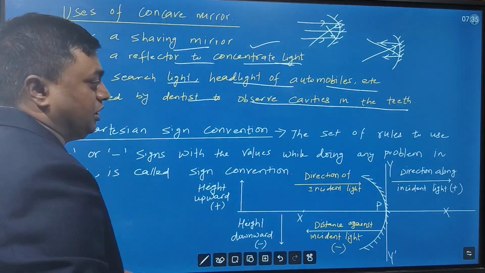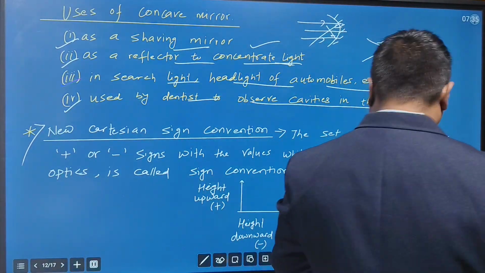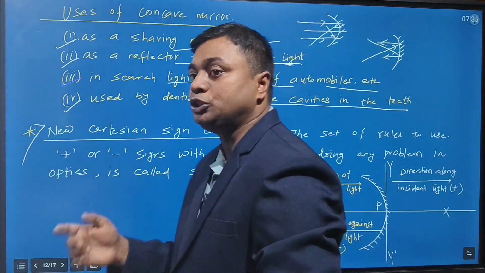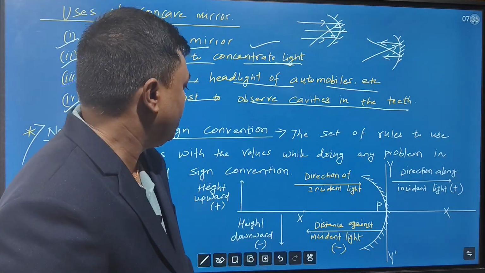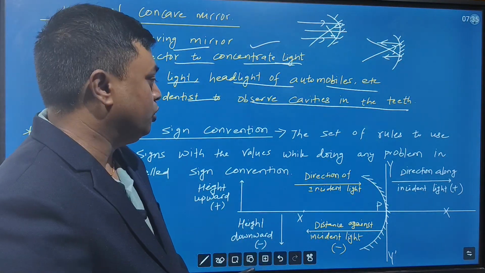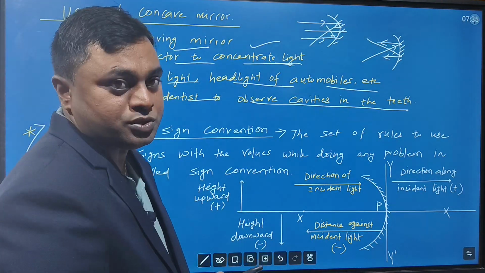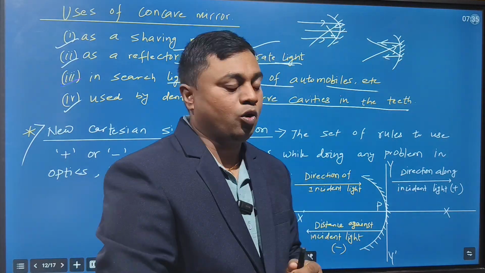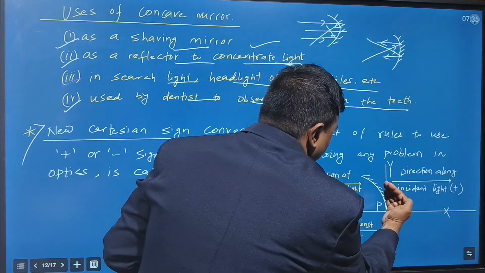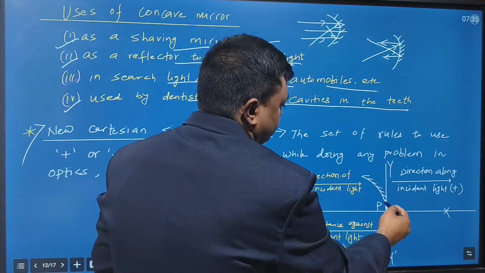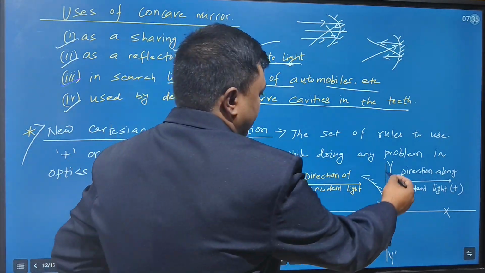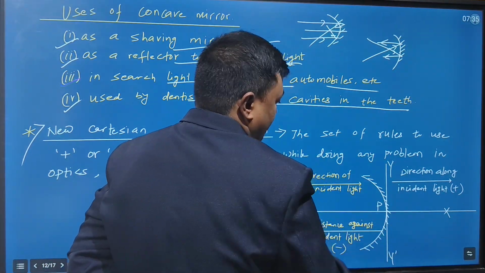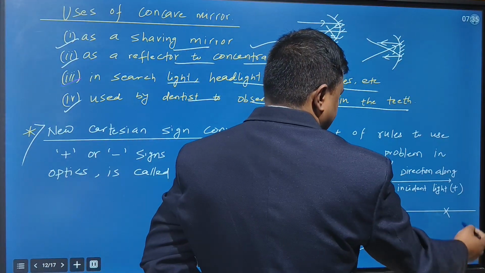Okay, this sign convention is very important, called the new Cartesian sign convention. So what is this? It is a set of rules to use a positive or negative sign with the values while doing any problems. We will apply the sign convention in case of spherical mirror, concave mirror, and convex mirror. First, I have shown it for concave mirror here. Outer part is polished, so you can consider this any one axis which is perpendicular, Y dash. This is X dash.